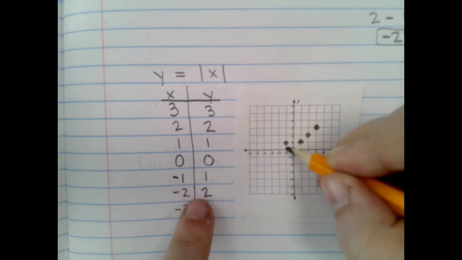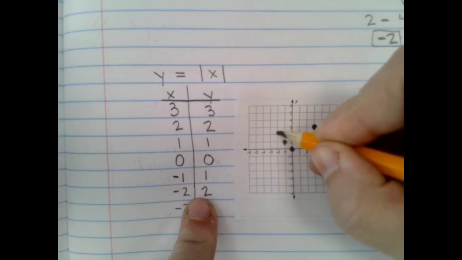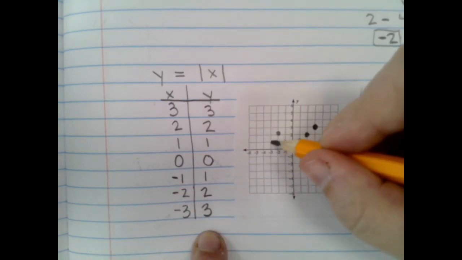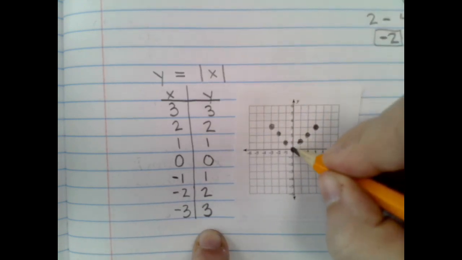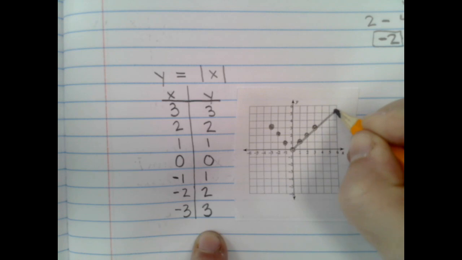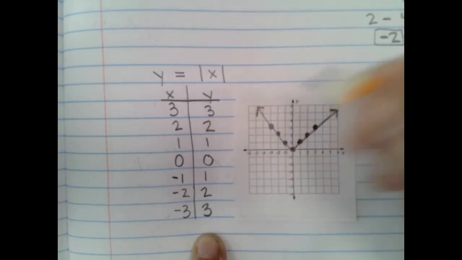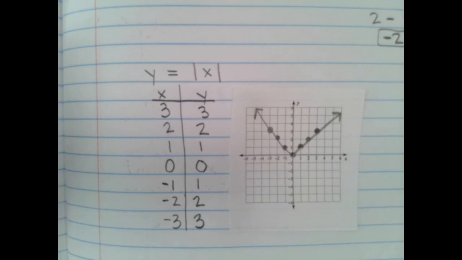Negative 2, so left 2, and then up 2. And then negative 3, up 3. So what kind of shape do we get here? A V. Good. And I like that because it's absolute value. It's a little helpful to remember absolute value, V, value. We get a V. It looks a little bit like our shape from last chapter in Unit H.